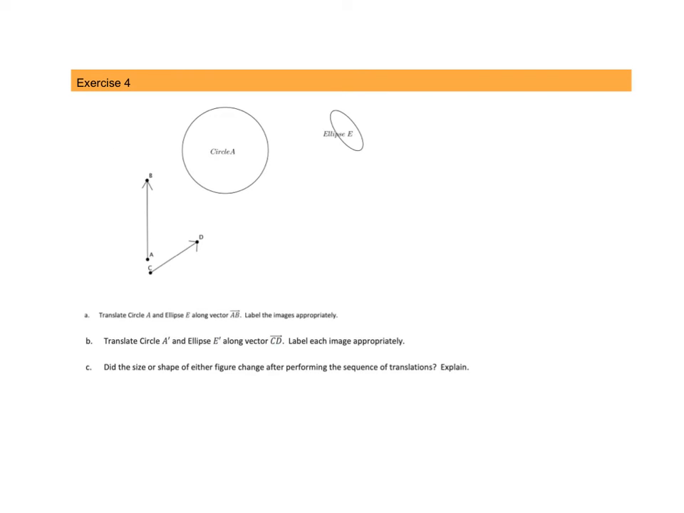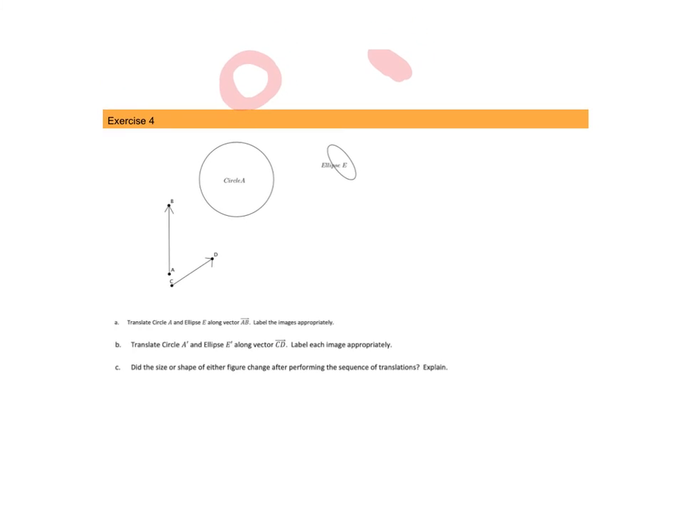All right, for exercise 4, you do not have a coordinate grid, so it's just going to be kind of freehand, but it's here to reiterate what we've learned so far. It says translate circle A and ellipse E along vector AB. So basically we're just shifting them up. The new shapes would be probably right here and right here, kind of off the page a little bit.